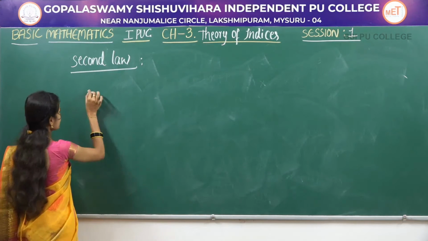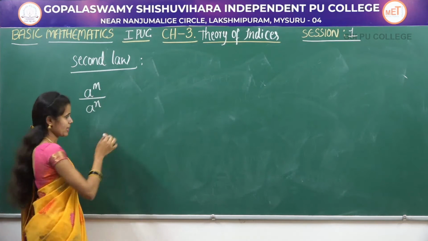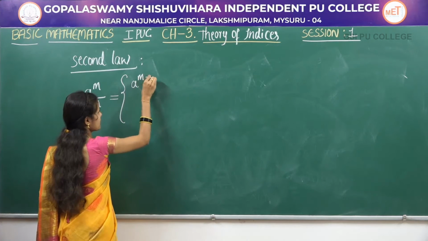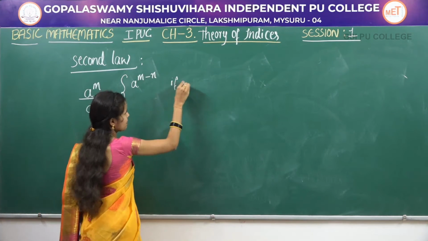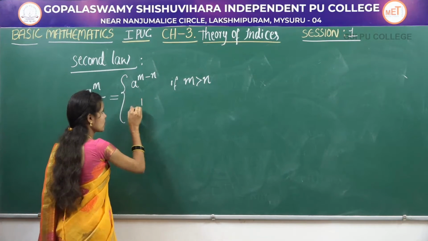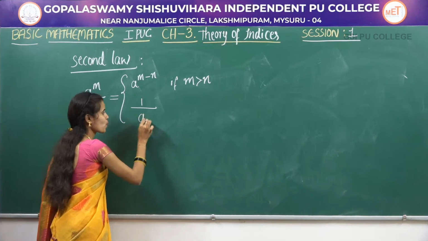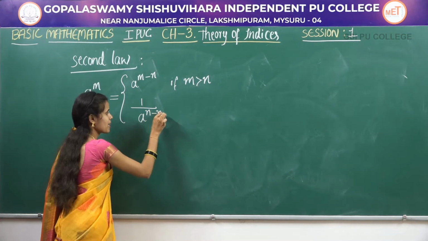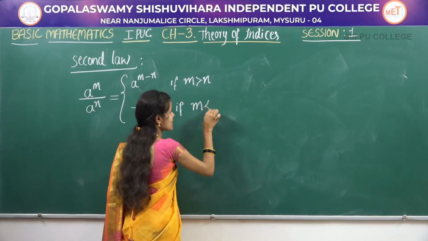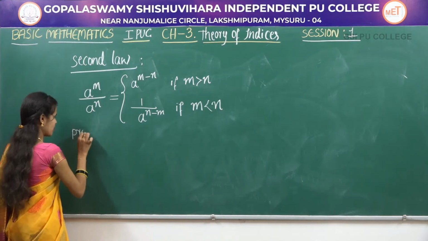Second law of exponents: a to the power of m divided by a to the power of n is equal to a to the power of m minus n, if m is greater than n. And a to the power of m divided by a to the power of n is equal to 1 divided by a to the power of n minus m, if m is less than n. Proof.